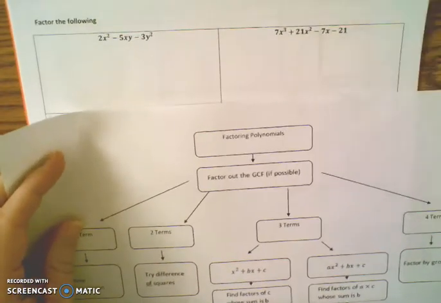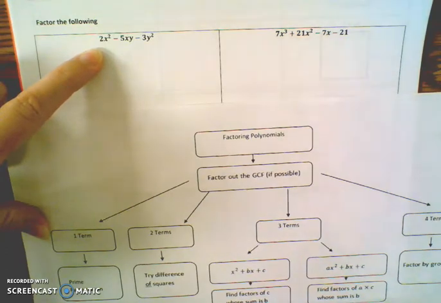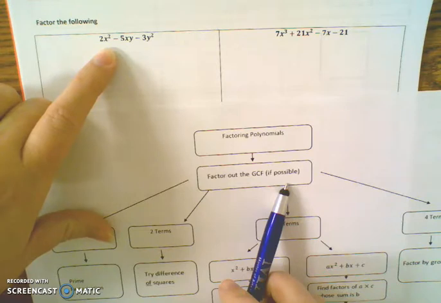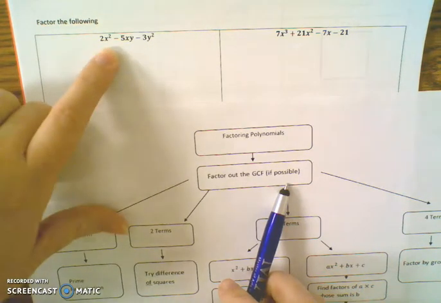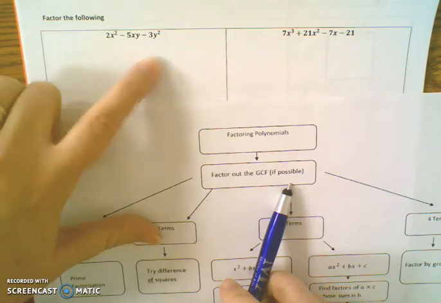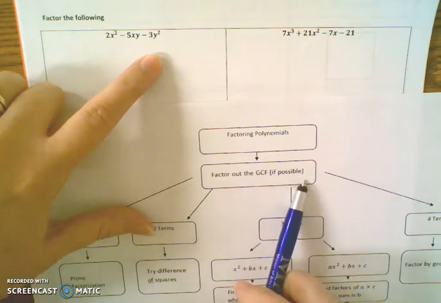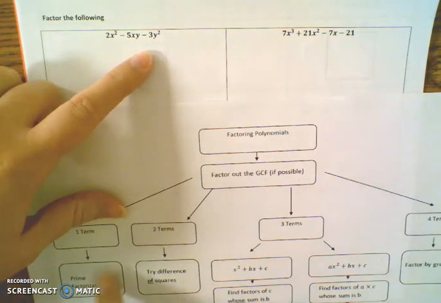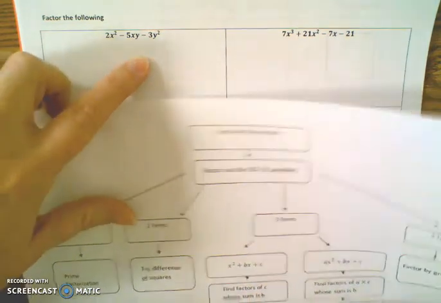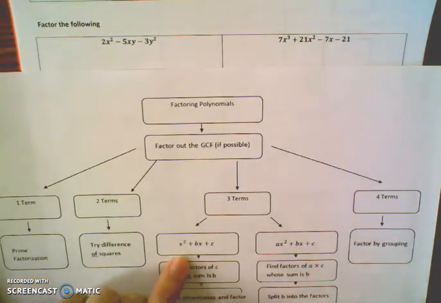So we're going to use our flow chart to help us out. The first thing we're going to do is take a look and see if we can factor out a GCF. In here, the x's and y's don't all have the same variable. And then 2, 3, and 5 do not have a common factor. So we can't factor out a GCF. Now we're going to go to the number of terms. This has 3 terms in it. So now, once we know it's 3 terms, we're going to look and see.